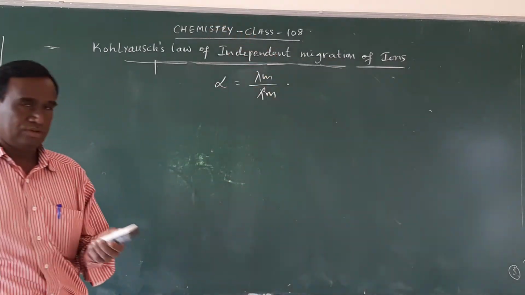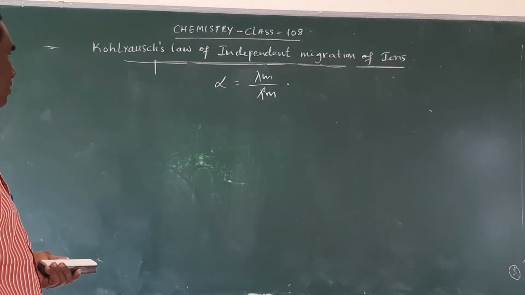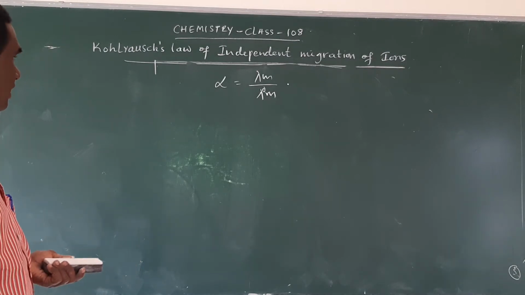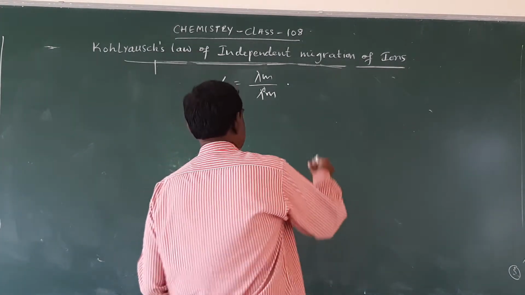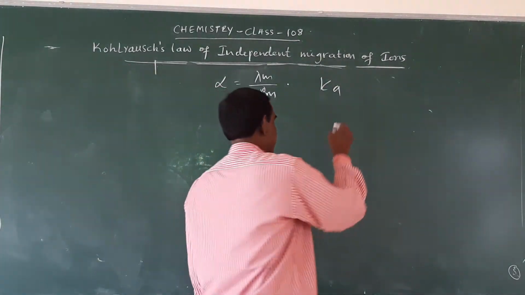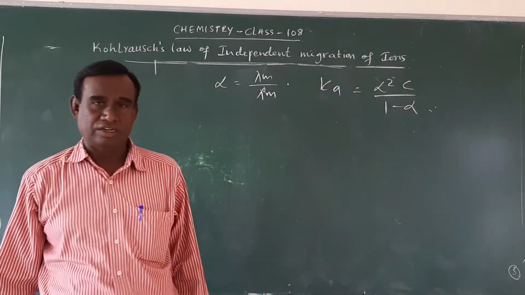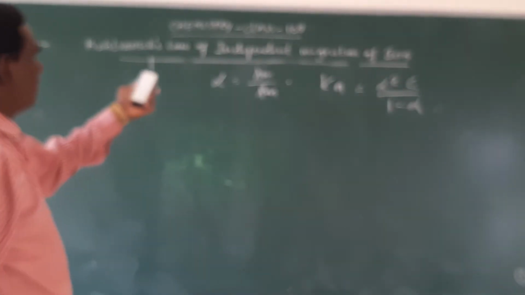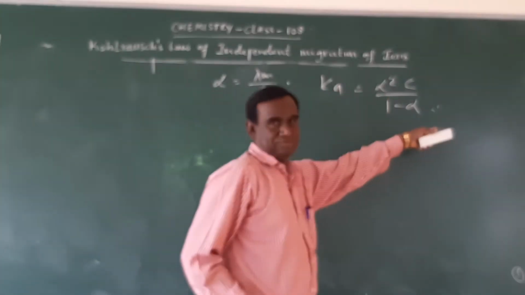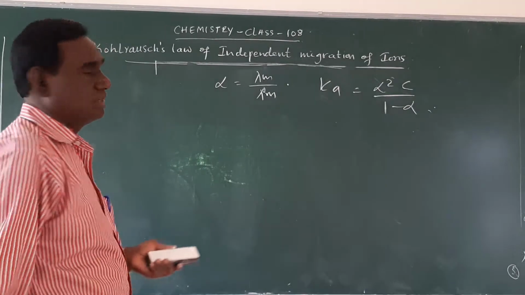Alpha can be calculated by the equation lambda m divided by what? Lambda naught m. By knowing this alpha, we can calculate K also, the dissociation constant of a weak acid. K is equal to alpha squared C divided by 1 minus alpha. Alpha squared C divided by what? 1 minus alpha. If you substitute alpha, you will get the K value. Alpha is equal to lambda m divided by lambda naught m.